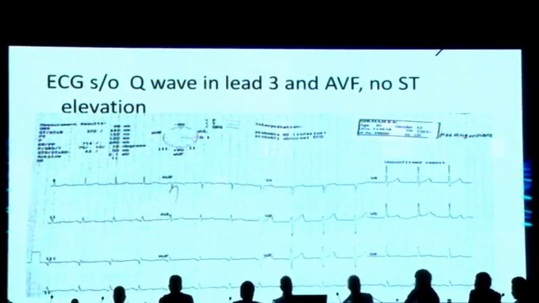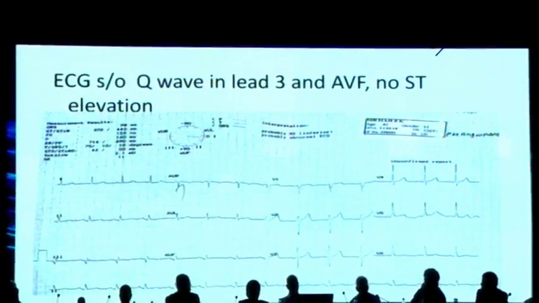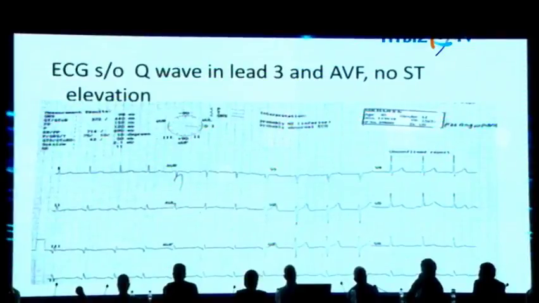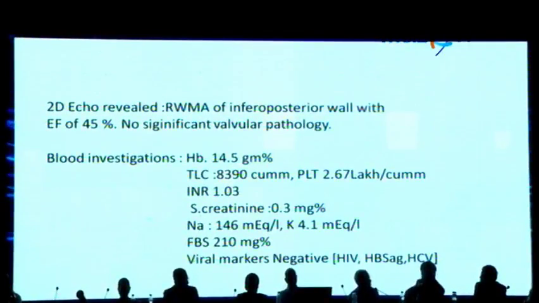Here's the ECG showing the old inferior wall MI, no significant changes in the anterior leads. The next slide. His hemoglobin is 14.5 and his creatinine is 0.8. His potassium is 4.1 and the fasting blood sugar is 210. His ejection fraction is 45%. We did attempt an antegrade approach and a retrograde approach about a week ago, but then we decided to keep this case for the live session during the IJCTO meeting.